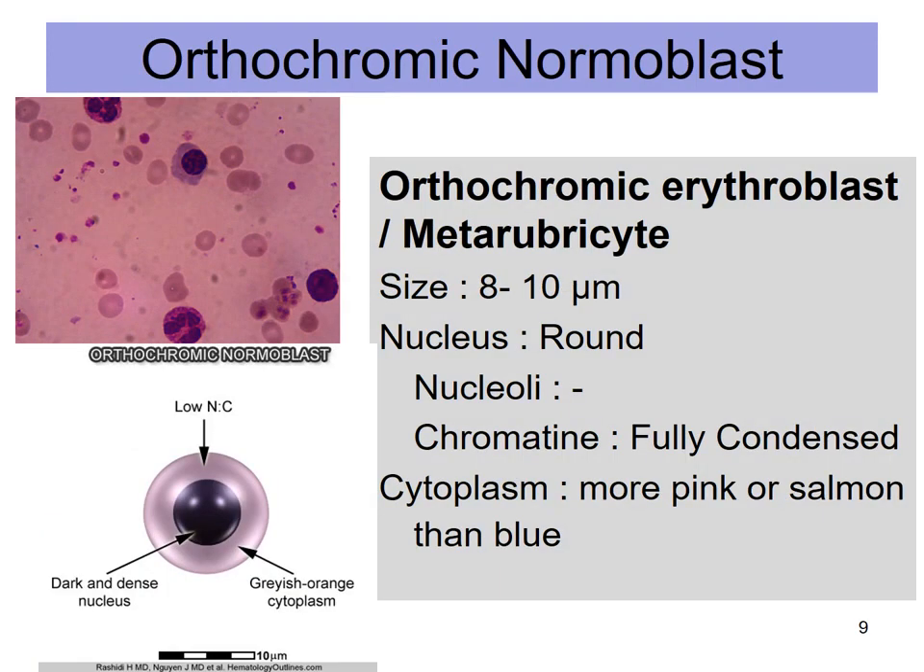The orthochromic normoblast is also called metarubricyte. It is around 8 to 10 micrometers in size with a rounded nucleus. It also has no nucleoli. Its chromatin is even more condensed than the polychromatophilic one. The cytoplasm is pink or salmon rather than blue.